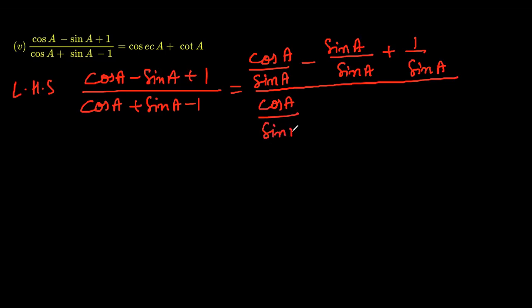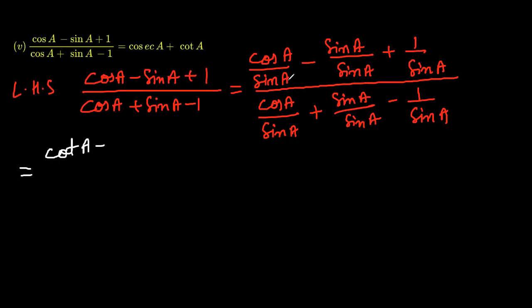Cos A over sine A plus sine A over sine A is 1 again. Sine A over sine A, and minus 1 over sine A. Now this is being changed into cot and cosec. Look, this is cot A. We can write this as cot of A minus, this value is sine A by sine A is 1, and 1 by sine A is cosec A.